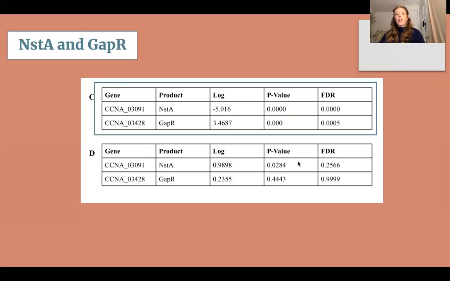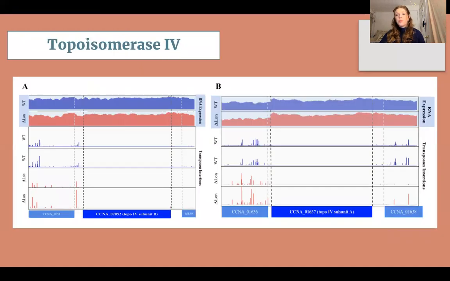However, in the RNA sequencing, we don't have a high enough fold in order to say that there's any difference. And on top of that, we're not able to say that this is a false discovery. These values are too high. They're over 0.05, so they're not accepted.